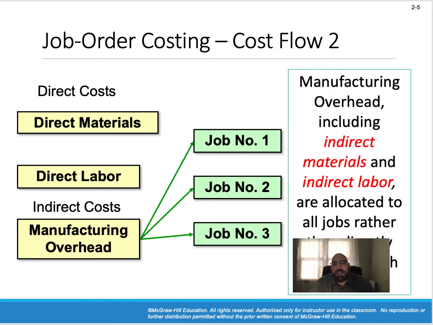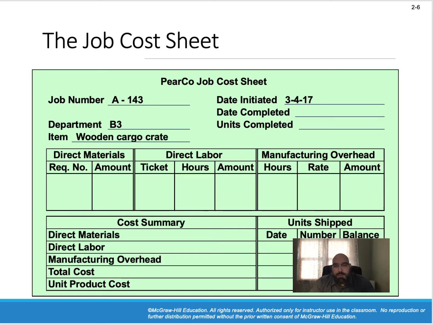The second cost flow we need to worry about is our indirect costs, our manufacturing overhead costs, which are all our indirect material and all the indirect labor costs. Walt Disney needs to allocate that manufacturing overhead to those 3 different jobs, or those 3 different movies. So how in the world does Walt Disney's accounting department keep track of all these costs? Well, they use a job cost sheet. You can see in this example here, they give us an example of a job cost sheet.